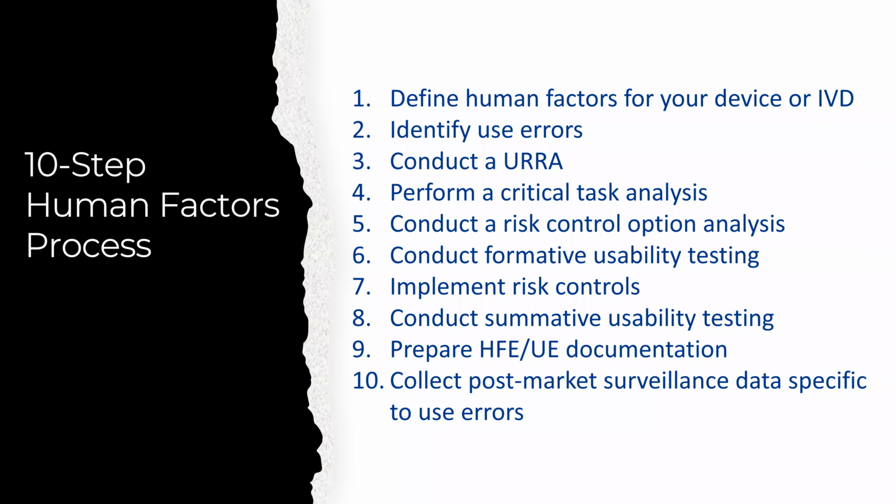Number one, define human factors for your device or IVD. Number two, identify use errors. Number three, conduct a URRA, or a use-related risk analysis. That's different from the guidance that tells you to do either FMEA or fault tree. But all the deficiency letters coming back, they are giving us an example of a URRA, and that's what they want us to use. Number four, perform a critical task analysis.